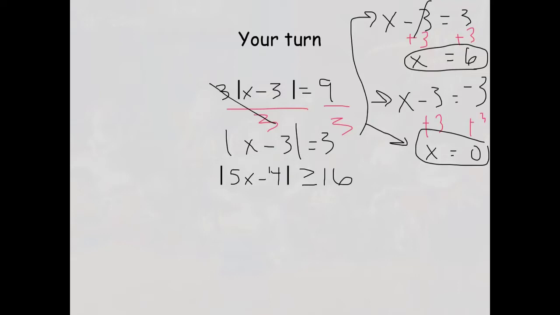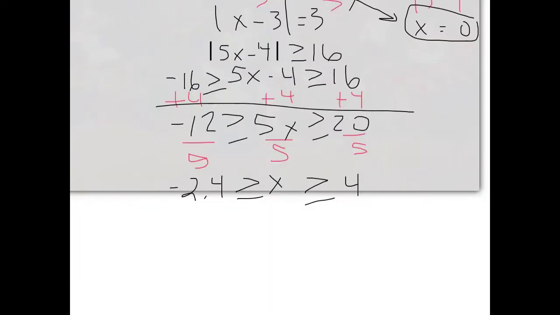Next, work on the second problem. Hit pause, because again, I'm just putting up the answer. So as you can see, we solved this like it's a compound inequality with a side where it's equal to the opposite of whatever's on the other side of the absolute value. And when we solve this, we get the range of values x, negative 2.4 is greater than or equal to x, which is greater than or equal to 4.